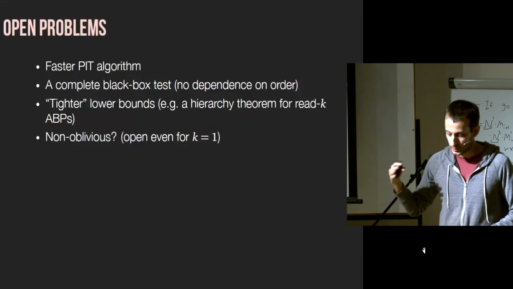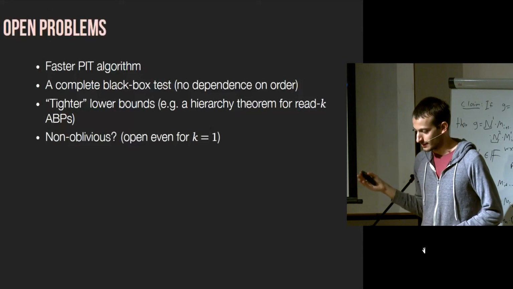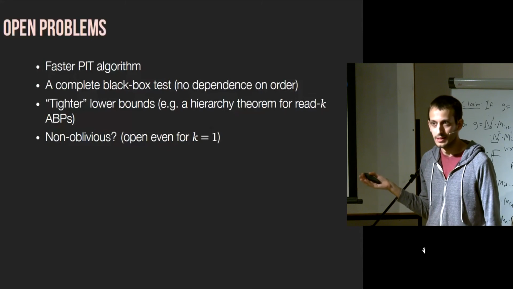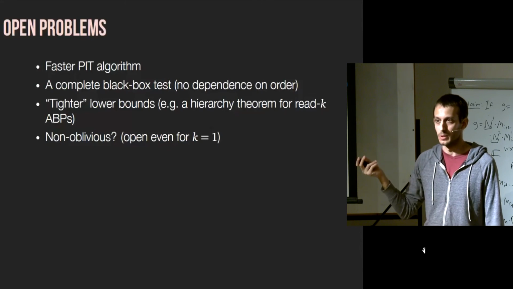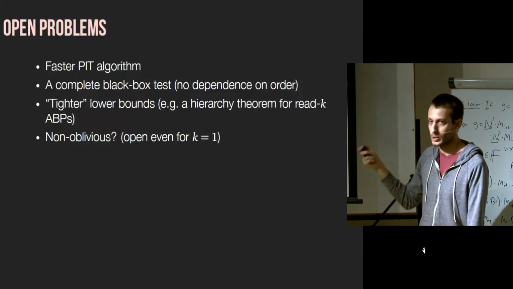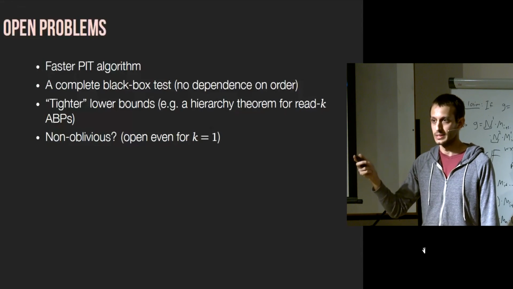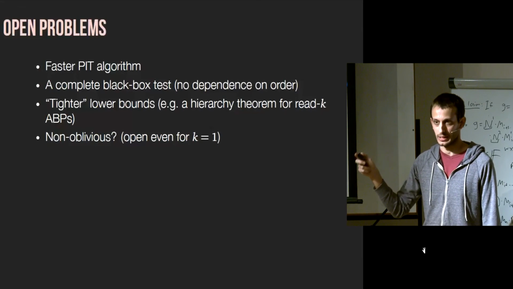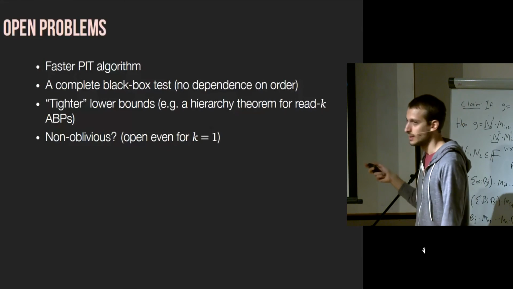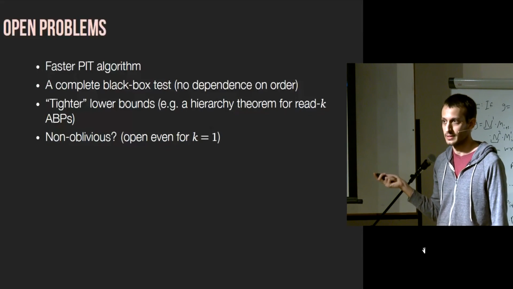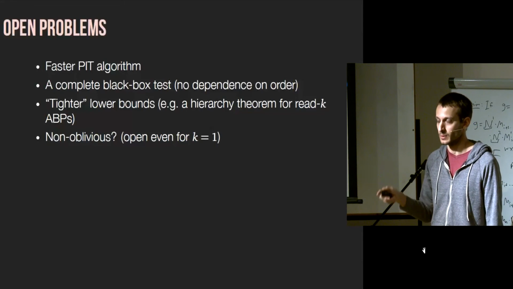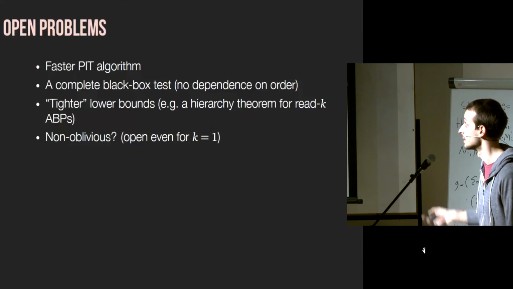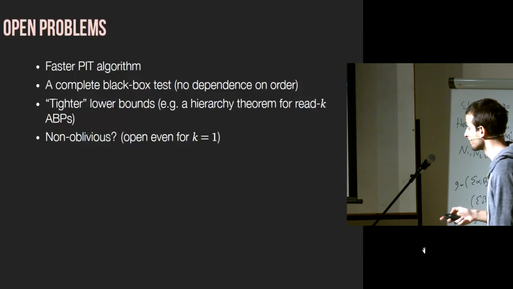Yeah, and there is this word oblivious that I keep using. It will be nice to have something that doesn't require this. This is open even for k equals 1. So what do I mean by non-oblivious? I mean that on every path, you see every variable at most k times. This is actually the natural Boolean model, and this is what they prove lower bounds for. In the algebraic model, we don't know even how to do it when k equals 1, when you have a multilinear ABP where on every path you encounter each variable at most once.